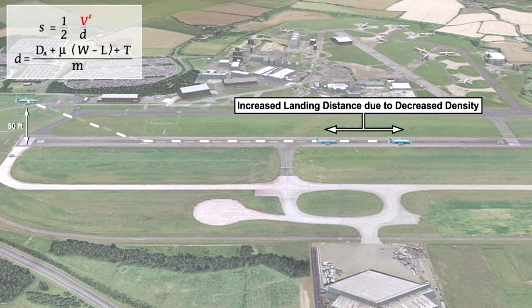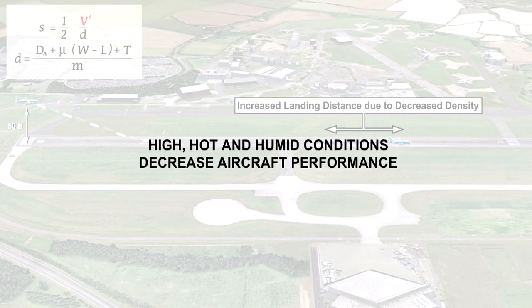Although the full explanation is outside the scope of this course, high temperatures, high altitudes and high humidity will all decrease the density of air and therefore increase the landing distance. A useful statement to memorize is that high, hot or humid conditions all decrease air density and aeroplane performance.